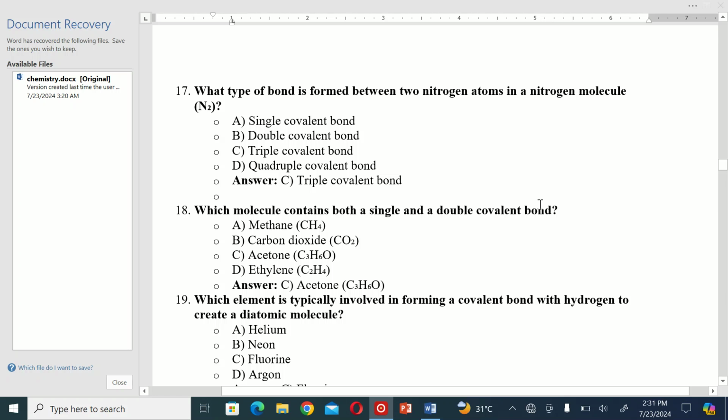Let's get started. So the first MCQ says, what type of bond is formed between two nitrogen atoms in a nitrogen molecule? A. Single covalent bond. B. Double covalent bond. C. Triple covalent bond. D. Quadruple covalent bond. So the correct option is C. Triple covalent bond.